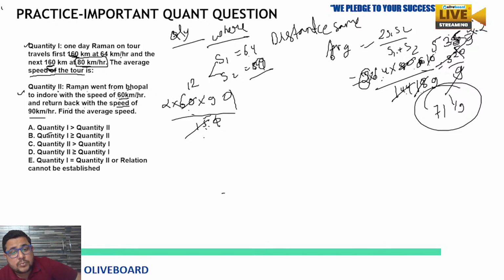This will be cancelled 12 times. This will be cancelled 3 times. Now this 9 also cancelled 3 times. Okay, so 12 into 3, 36. 36 into 2, 72. So this is 72 and this is 71.